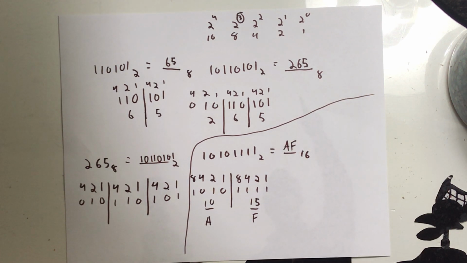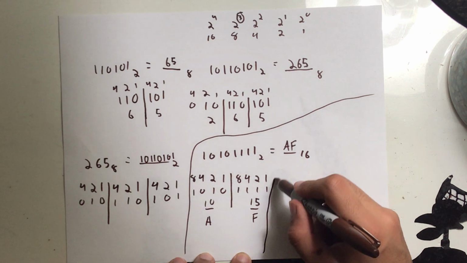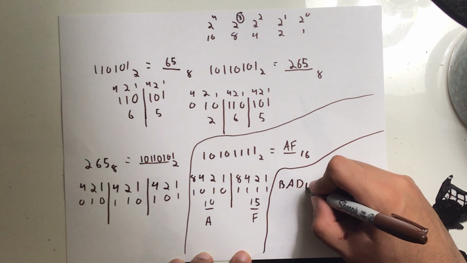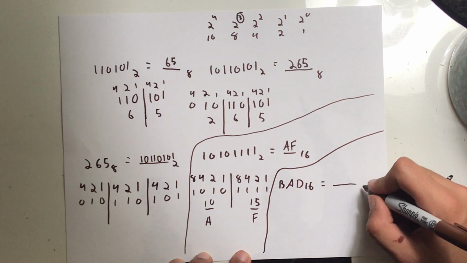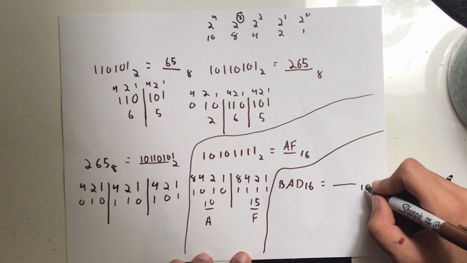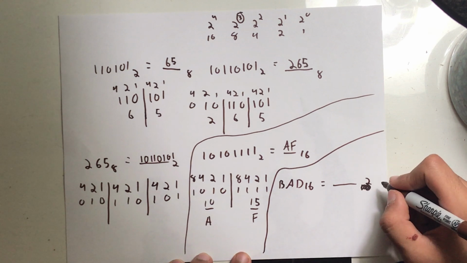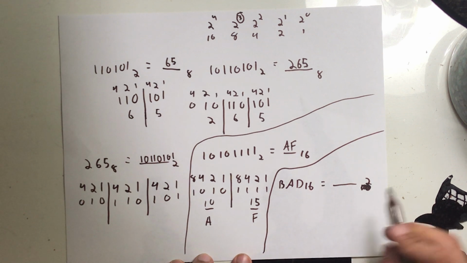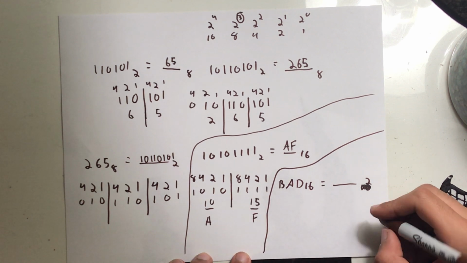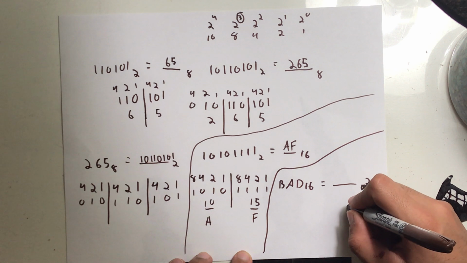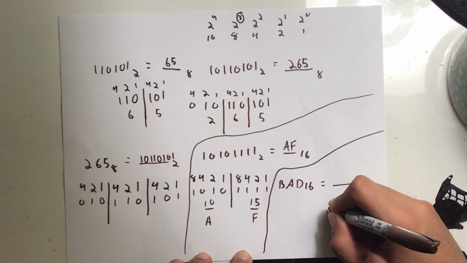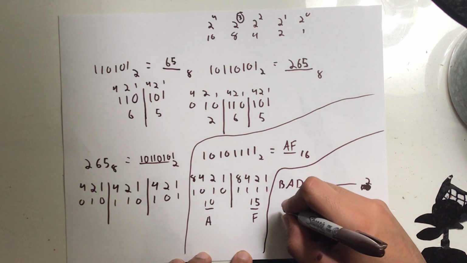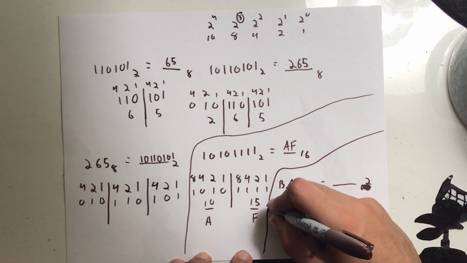If you wanted to do, I don't know, B, A, D in base 16 equals what in base 10? Base 2, my bad. What we have to do is, okay, so we have 3 digits. So we're going to do 1, 2, 4, 8, 1, 2, 4, 8, 1, 2, 4, 8.